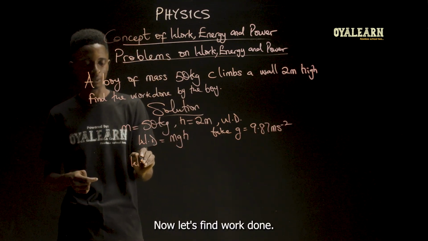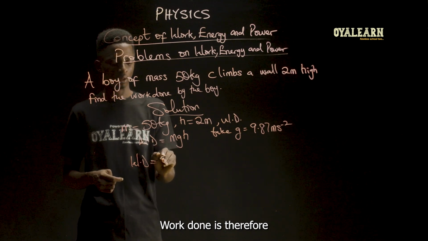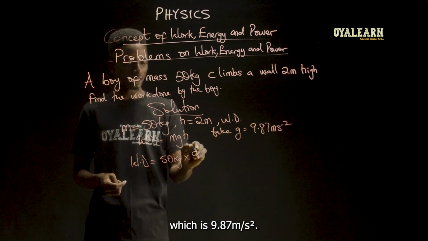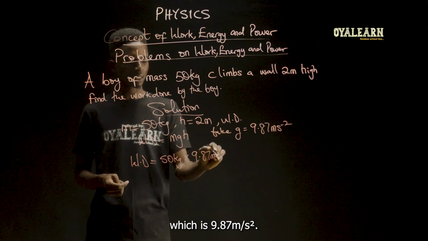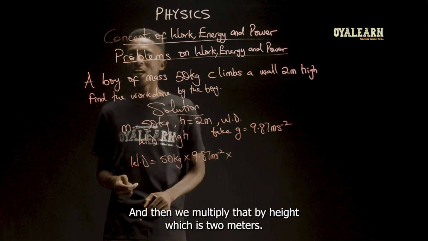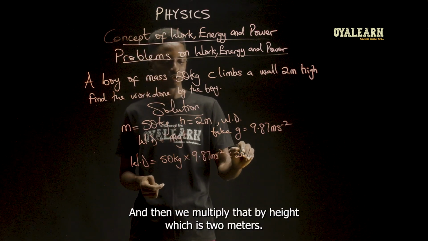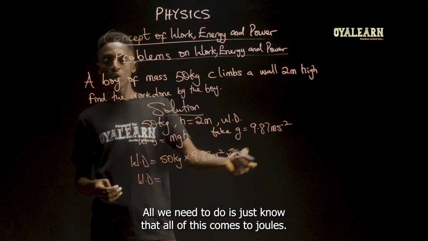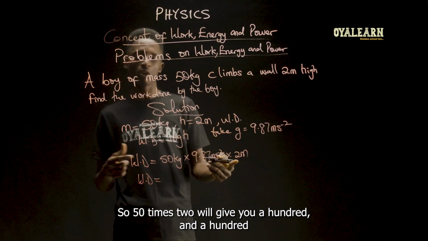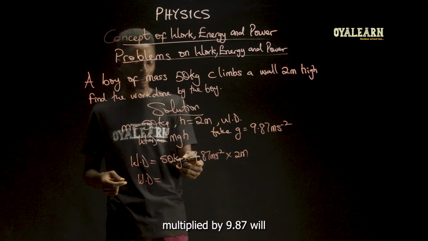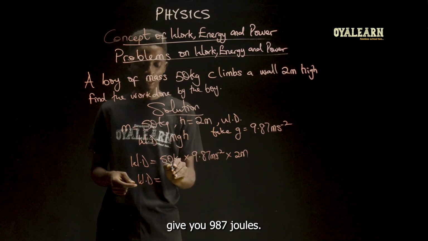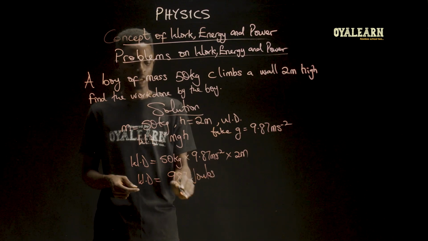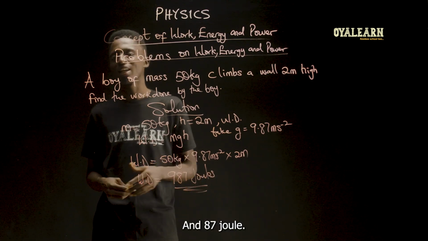Now let's find work done. Work done is therefore 50 kilograms multiplied by g, which is 9.87 meters per second squared, and then we multiply that by height, which is 2 meters. Now this is quite easy to solve. All we need to do is just know that all of this comes to joules. So 50 times 2 will give you 100, and 100 multiplied by 9.87 will give you 987 joules. So the solution to this question is 987 joules.